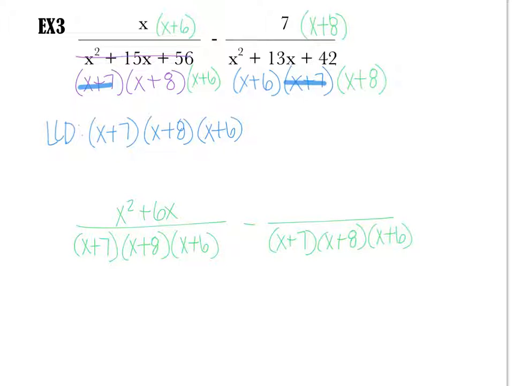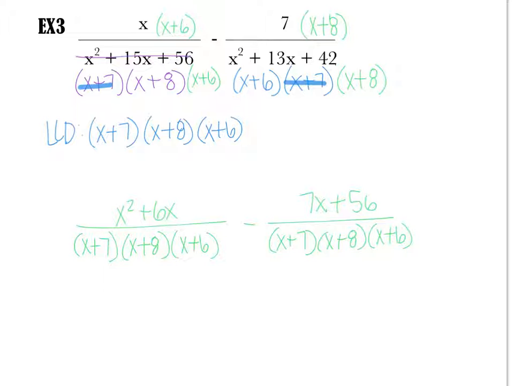And then over here, I'm going to clean up the 7, and I'm going to distribute that. So I'm going to have 7x plus 56. All right, so now I am ready to add or subtract. Well, I notice I'm subtracting.